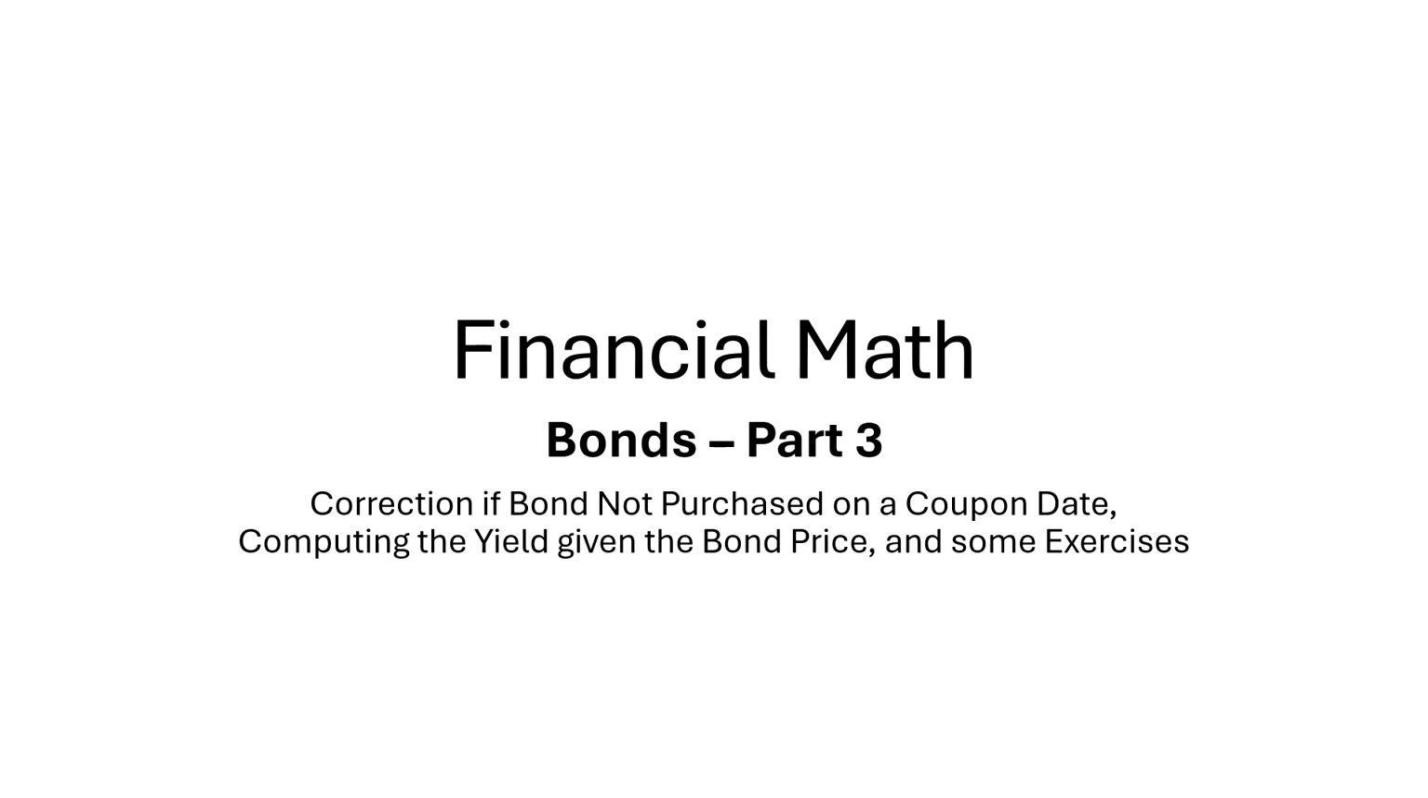This is the third part of my lessons on bonds. There'll be more lessons on other financial topics after this, including capital budgeting, stocks, and derivatives. So in this lecture, I'm going to talk about correction if a bond is not purchased on a coupon date, and computing the yield given the bond price. And then I have some exercises at the end. The exercises apply to all three of the bond lessons.